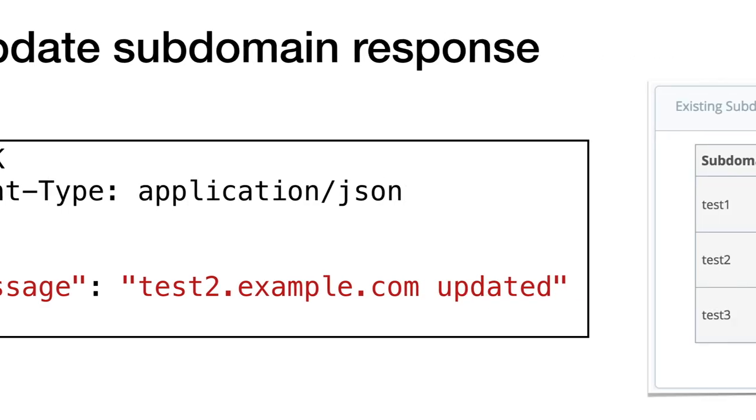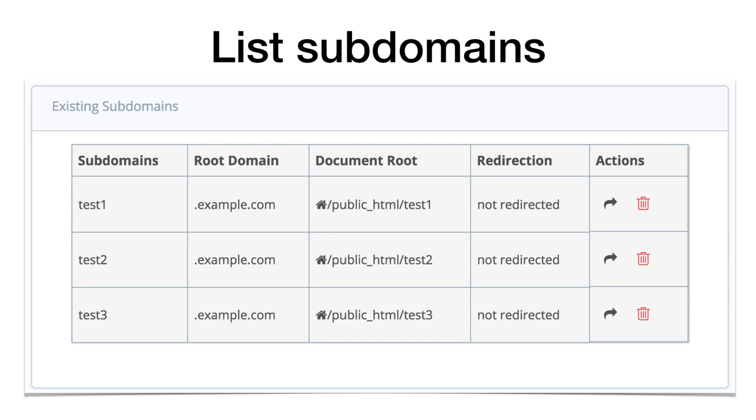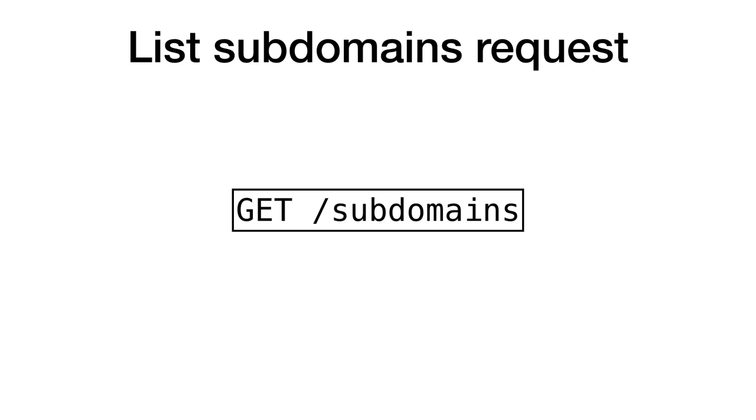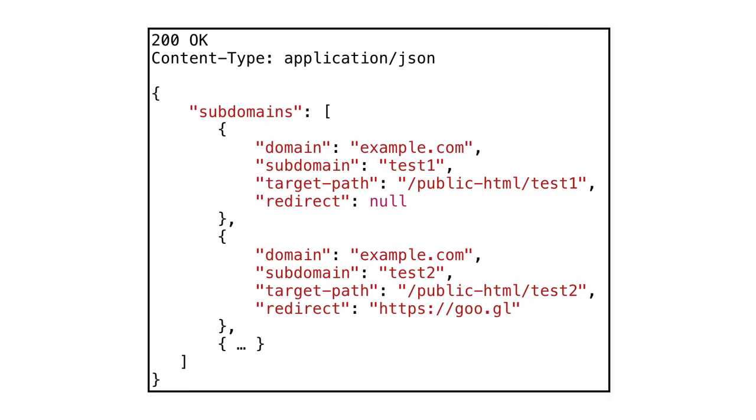OK, and then listing subdomains. What about listing subdomains? So this is the UI for that. There is an interface that the customer can see all of their subdomains. That's simple. Remember that a collection is a resource. It's a container for other resources, but the collection itself is also a resource, meaning that it gets its own URI. Here it's /subdomains. And we can do things to this resource, such as retrieve it or post to it in order to create a new subordinate resource like we did earlier. And the response might look something like this. We return a subdomains key whose value is the list of all of the subdomains in the collection.